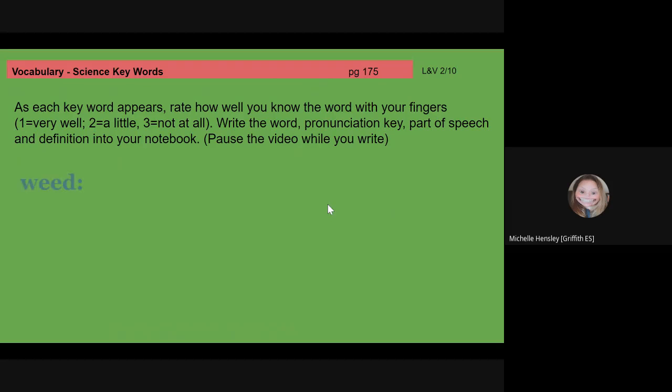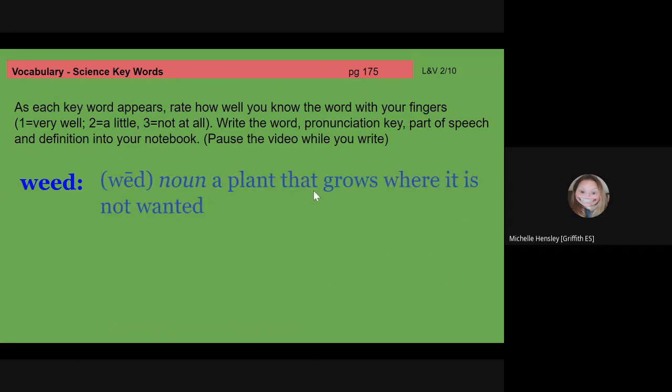Our next word is weed. How well do you know what a weed is? Weed. Give yourself a 1, 2, or a 3. Weed, 1 syllable. It's a noun, and it's a plant that grows where it's not wanted. Are you surprised to hear that definition? Right? Because you'd think that weeds are something worse than that, but really any plant that grows where it's not wanted is considered a weed.